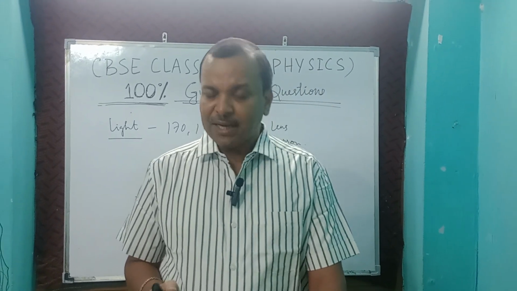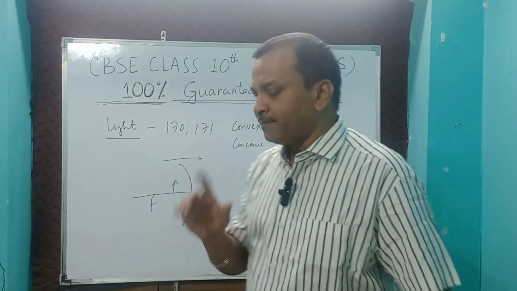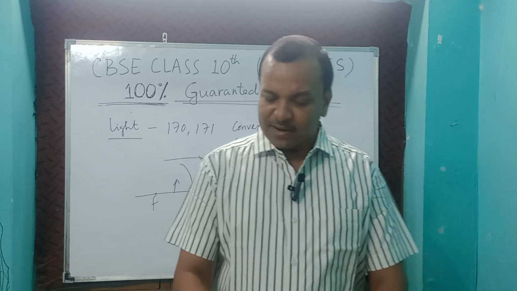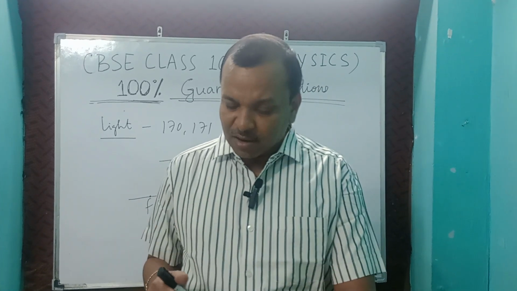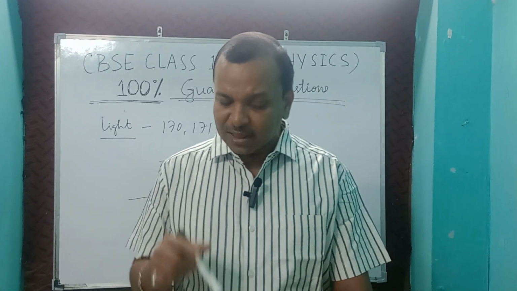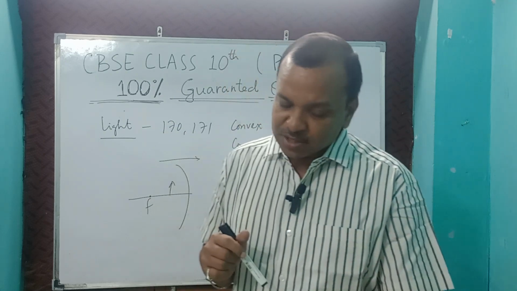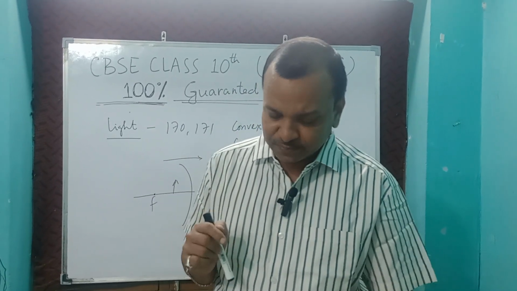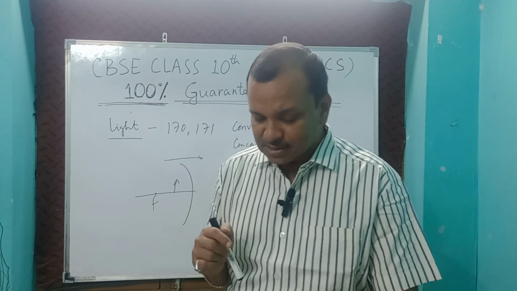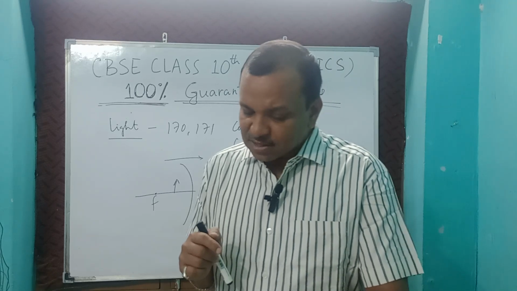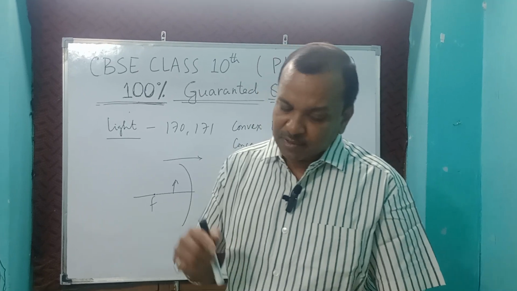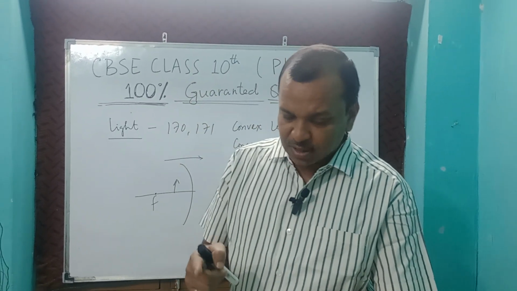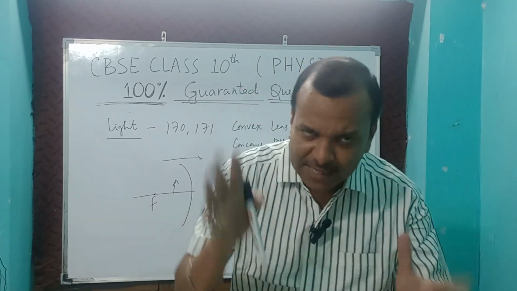We wish to obtain an erect image of an object using a concave mirror of focal length 15 cm. What should be the range of distance of the object from the mirror? What is the nature of the image? Is the image larger or smaller than the object? Draw ray diagram and show the image formation in this case.